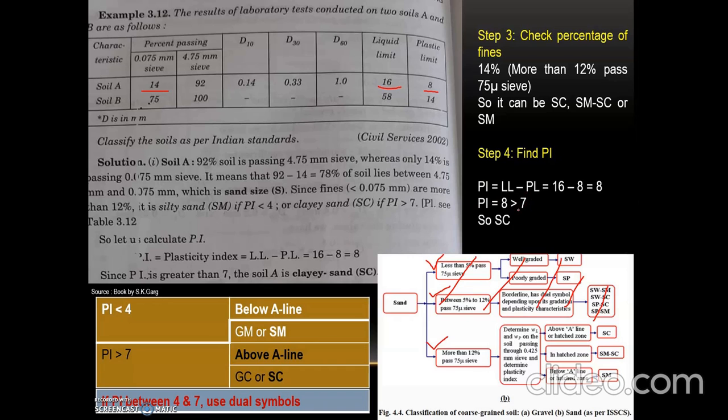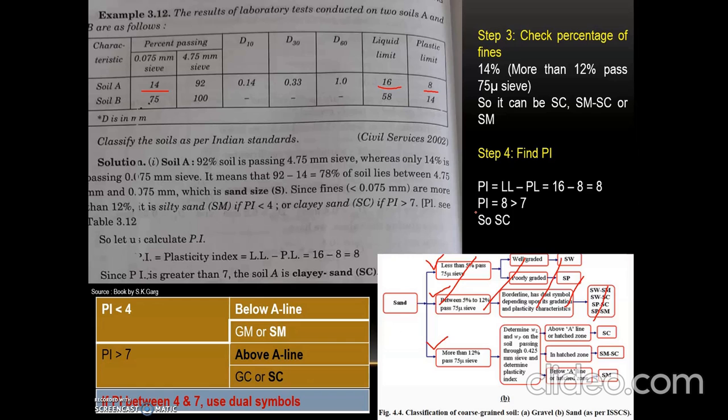So, how did we get this 7? To further classify the sand into either of these three categories, we need to check the PI value. If PI value is less than 4, then the soil falls below the A line. Then it can be classified either as GM or SM. And if PI value is greater than 7, the soil falls above the A line, then it can be either GC or SC. And if PI value is in between 4 and 7, we will have to use a dual symbol.